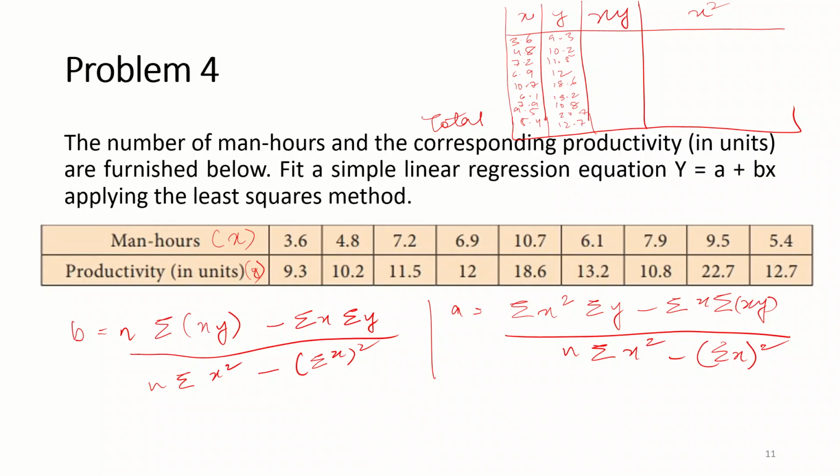B is 1.29. A is 5. Okay. Can you just tell me the total also for everything? X, how much are you getting?